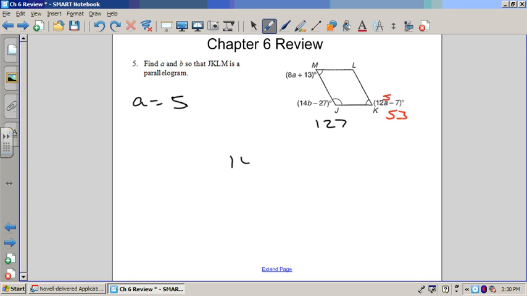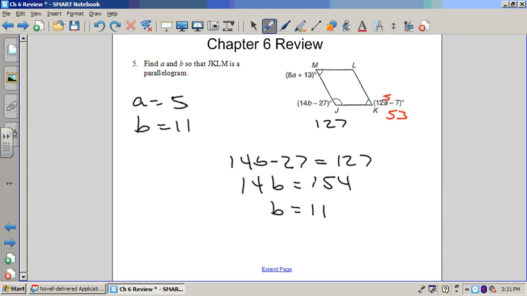So 14b minus 27 equals 127. Adding 27 to both sides, 14b is equal to 154. Dividing both sides by 14, b equals 11. So A is 5, B is 11.